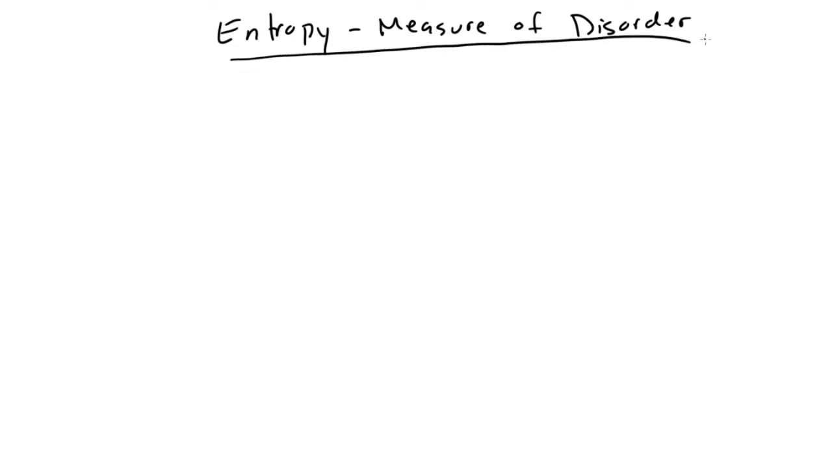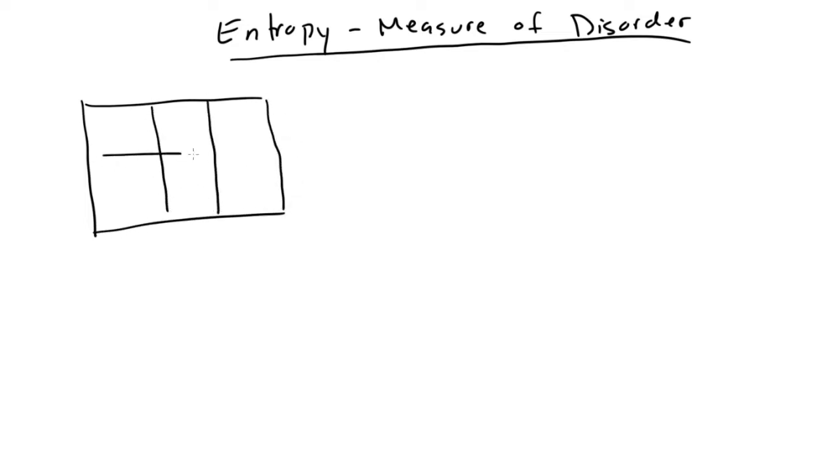Okay, so let's start talking about entropy. And entropy is a measure of disorder, how disordered something is. So if you imagine that we have a bingo card, and what we're going to do is roll a dice, and if the dice comes up with that number, we're going to put a dot in that square. So I'll go ahead and number these 7, 8, 9, 10, 11, and 12.